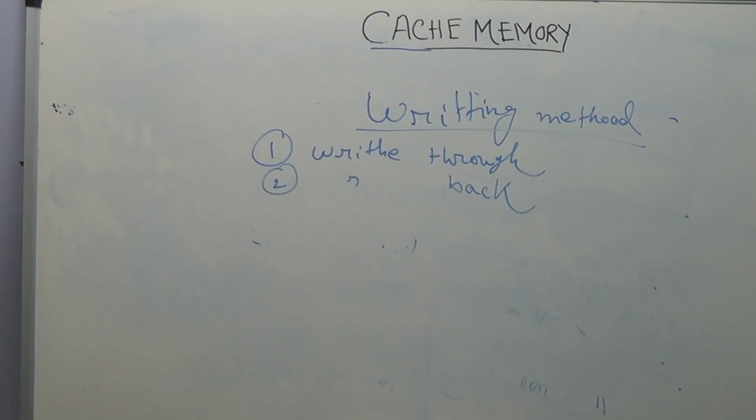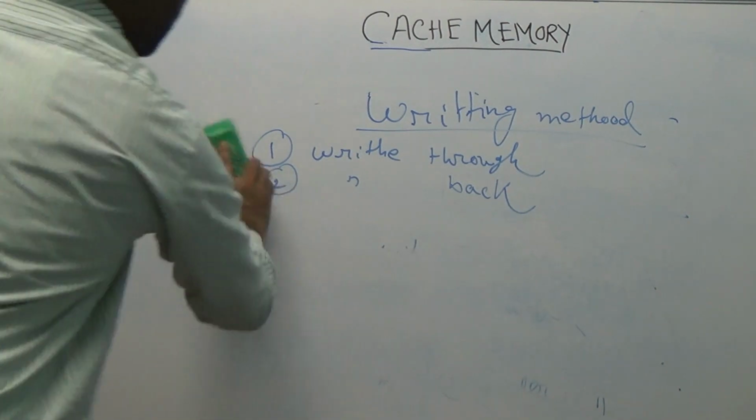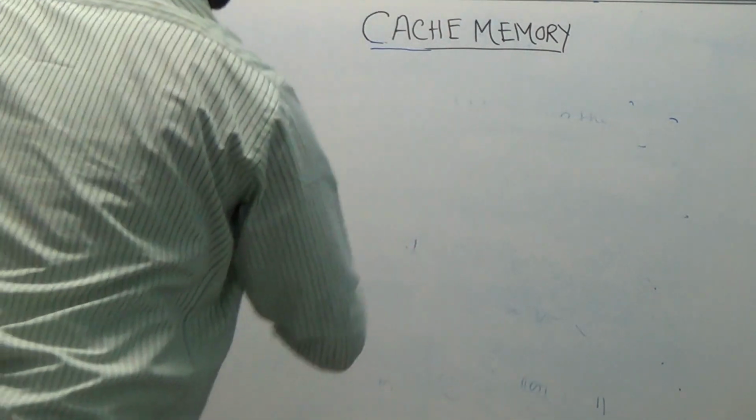In a word, we can conclude that write through means update the cache memory and main memory at the same time, and write back means only the cache location is updated, and when it becomes full, the content are copied into main memory and the cache memory becomes formatted. Next, we will go with mapping technique.